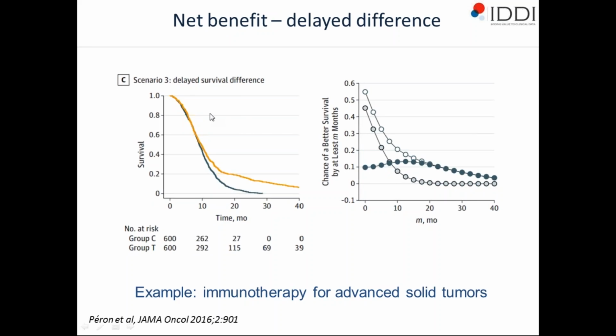If we have a delayed survival difference, we start from about the same point in terms of the net benefit, but the net benefit remains at a higher level than before.